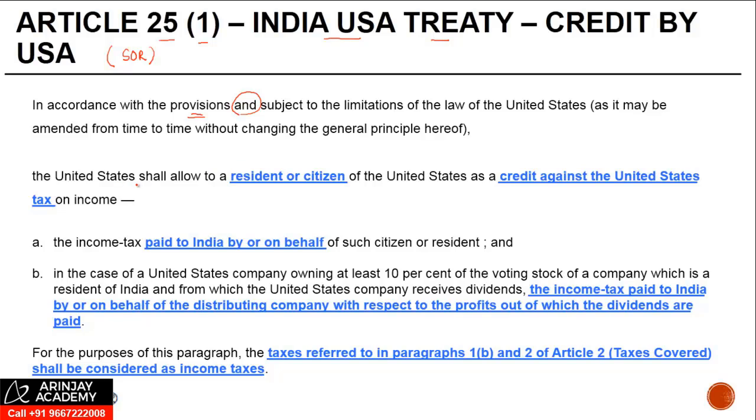The United States shall allow to a resident or a citizen of the United States as credit against the United States tax on income A, B, and then there's a following paragraph. But let us first concentrate on this particular part over here.